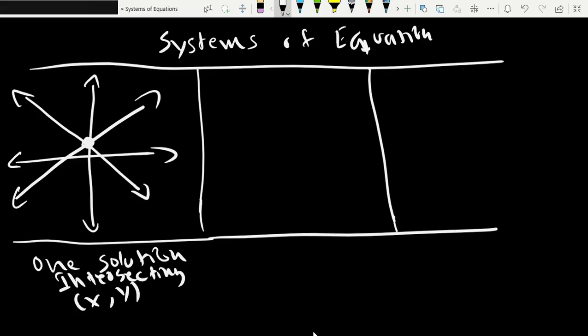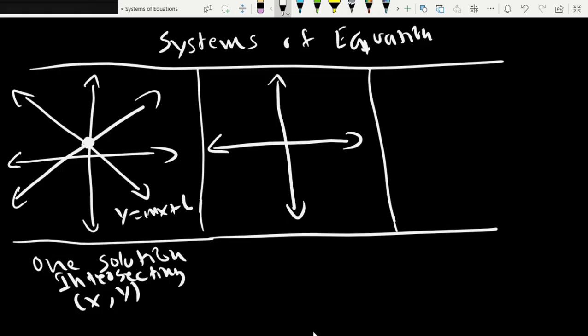Now you could also have another graph where the lines actually do not meet. You could have two lines in y equals mx plus b format that meet at one point, but you could also have two lines that are parallel to each other. When two lines are parallel, they never meet because they keep going forever and ever without intersecting at one point.